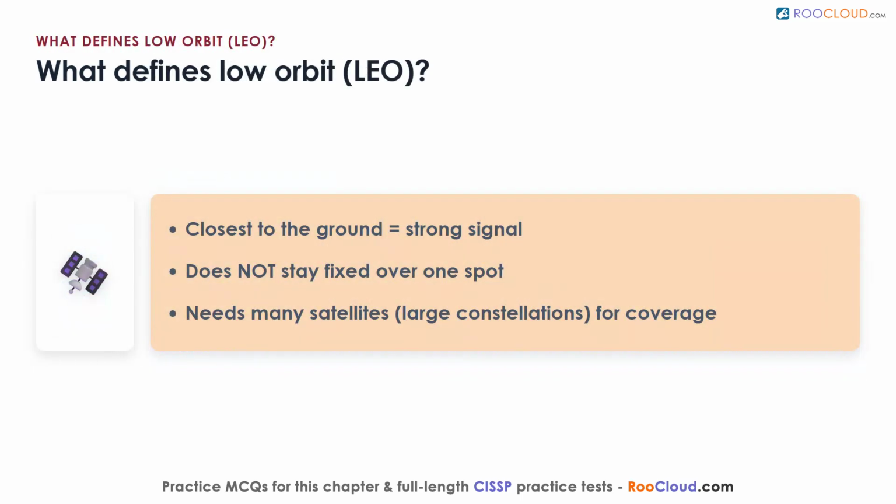What defines a low-orbit satellite? It flies closest to the ground, which gives it a strong signal but a restless position. Because it does not stay fixed over any one spot, you need many of them working together to hold steady coverage. This is exactly why space-based internet services launch huge constellations of thousands of satellites, so that as one slips out of view, another slides in behind it. Think of a relay team where runners keep handing off the baton so the race never stops, even though no single runner covers the whole track.